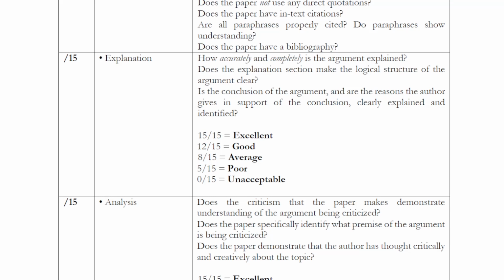I also highlight here the primary things I am looking for when grading your explanation section. I want to see that you accurately and completely explain the argument by introducing the topic, making the logical structure of the argument clear, identifying the premises and conclusion of the argument, and explaining in a detailed fashion the support for each premise with particular attention to those premises that are most controversial. In other words, what I'm looking for are all of the main points that I've covered in this section of the video.